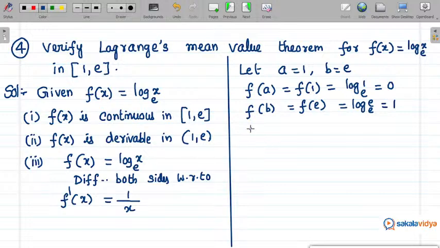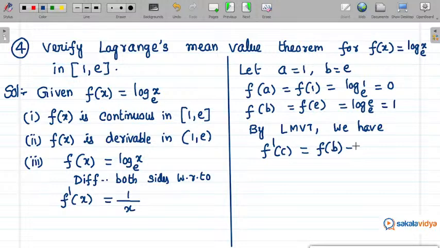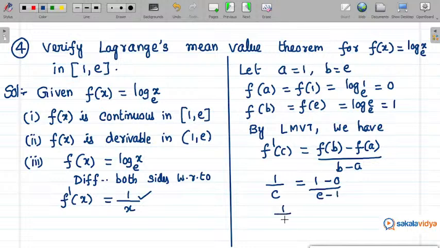So now here, by Lagrange's mean value theorem, we have f dash c is equal to f of b minus f of a, by b minus a. As f dash x is equal to 1 by x, f dash c is 1 upon c, equal to f of b which is 1 minus f of a which is 0, by b minus a. B minus a means e minus 1. Right? 1 by c equals 1 upon e minus 1. By cross multiplication, c is equal to e minus 1.